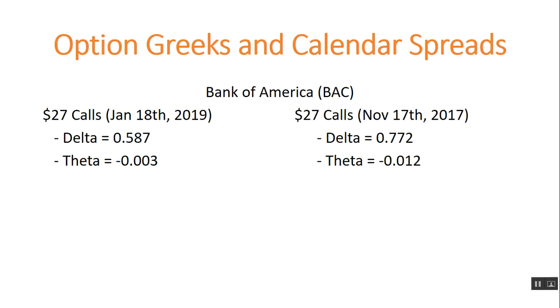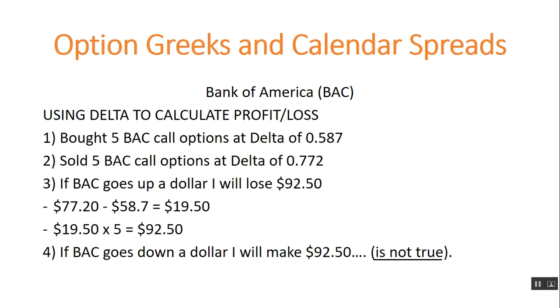And now, using delta to calculate how much money I can make or lose. Okay, so number one, I bought 5 call options, Bank of America, at a delta of 0.587. Number two, I sold 5 Bank of America call options at a delta of 0.772. What does that mean? That means that if Bank of America goes up $1, I will lose $92.50 in value in my stock options. Why is that? Because the ones that I sold have a higher delta than the ones that I bought. Okay, and when you are an option seller, it's kind of like short selling a stock. That means when the stock goes up, you lose money.